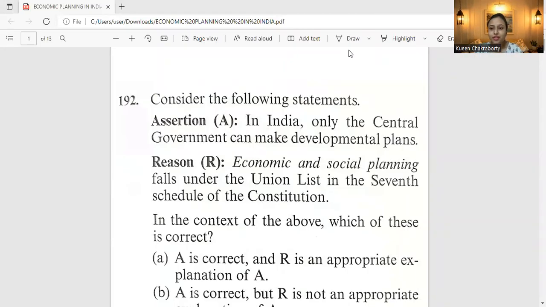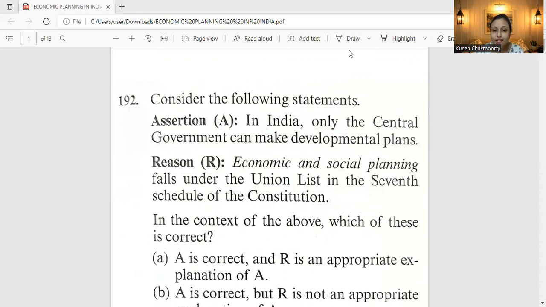Hello everyone, welcome back. So as you see, we are discussing question papers, and in this question paper, we have various sections from which we are going to discuss economic planning firstly. Economic planning related to India. So we will begin with question number 192 directly, which is based on economic planning.